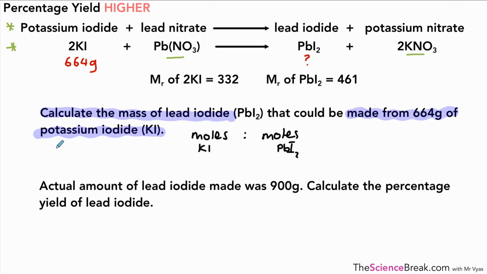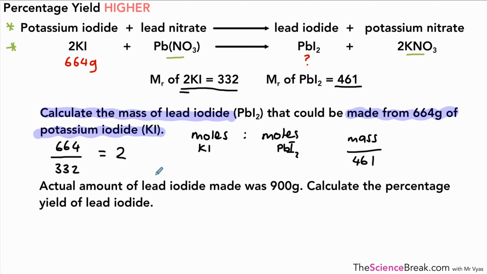So we want to work out the moles of potassium iodide, and you remember, to work out moles, it's grams, or the mass, divided by the relative formula mass. So the mass for potassium iodide given in the question is 664 grams, divided by the relative formula mass given to us, which is 332. That includes the fact that we've got 2 moles of that in our balanced equation. And then on the other side, we don't know the mass of the lead iodide, but we do know the relative formula mass, which is given in the question.